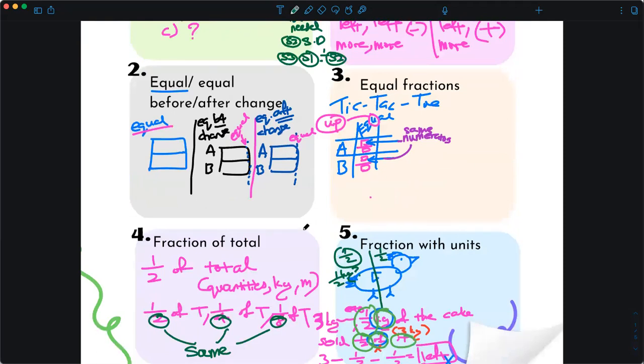So we have equal before change or equal after change. When you see the word equal, make sure that you draw 2 equal boxes or 2 KitKats. Then for the equal fractions, you make use of this method called the tic-tac-toe. What is equal fractions? For example, half of John's marbles is equal to, say, 2/3 of Peter's marbles. When you see two fractions on the left and the right side of equal, this is called equal fractions. Then you make use of the method called tic-tac-toe, which simply means you have to make the numerators the same.